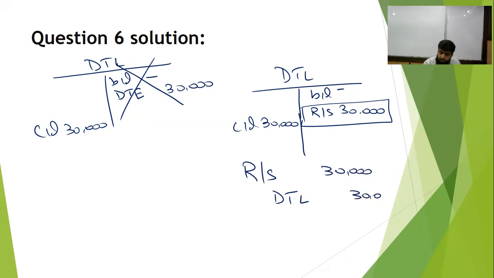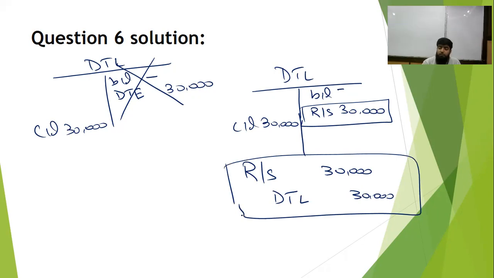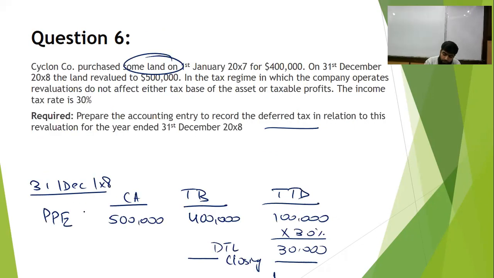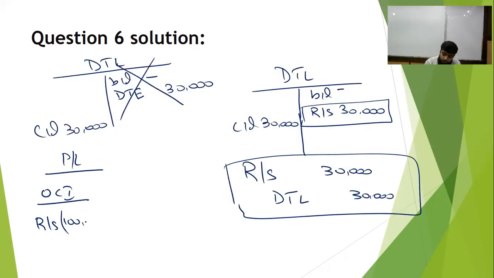We will not recognize this deferred tax as an expense in P&L. We will charge revaluation surplus. What does it mean? Besides P&L, you have a component of OCI, and in that component of OCI you have a revaluation surplus of 1 lakh. You have a revaluation surplus of 1 lakh.